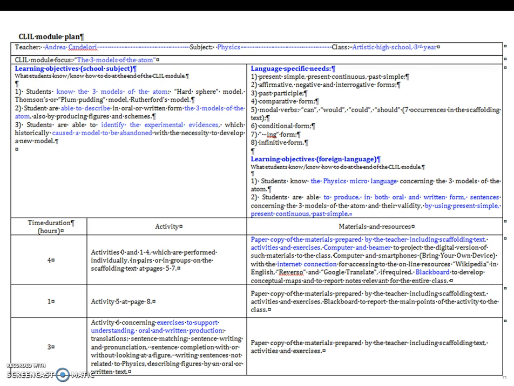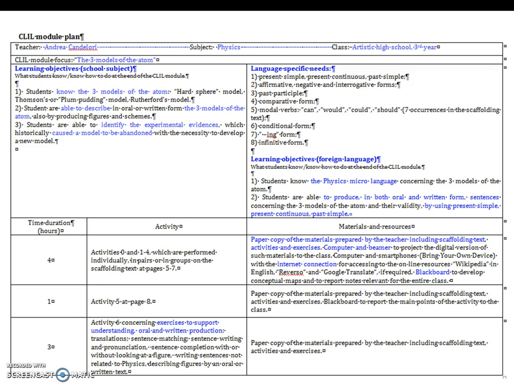The content objectives are: students know and are able to describe by oral and written production the 3 models of the atom, also by considering figures and schemes. Students are able to identify the experimental evidences for which an atom model was abandoned and a new model was introduced to better describe the experimental data.